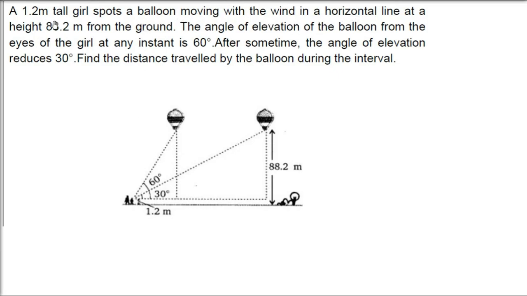And spots a balloon moving with the wind in a horizontal line at a height of 88.2 meters. So 88.2 is from the ground. These balloons are there. Now this balloon is there. There is only one balloon. And now it is moving.